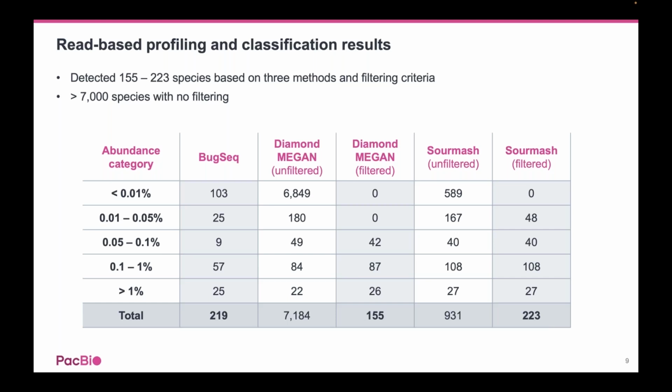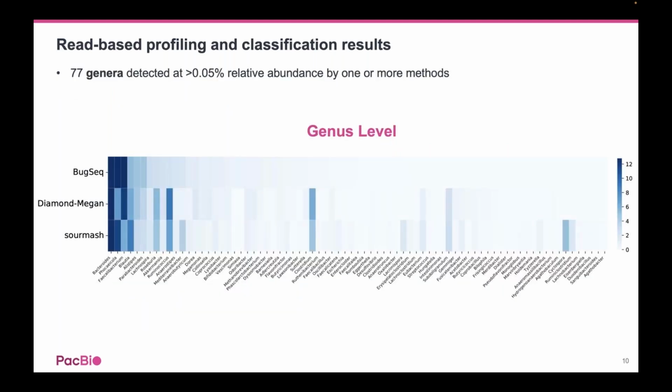Okay, so these are just some general numbers. What do these profiles actually look like across the methods? So rather than showing you a heat map of over 300 species, I tried to simplify it by moving up a taxonomic rank to the genus level. So here what I'm showing are 77 genera, which were detected at greater than 0.05 relative abundance by one or more of the methods. Dark colors represent higher abundance and lighter colors represent lower abundance.